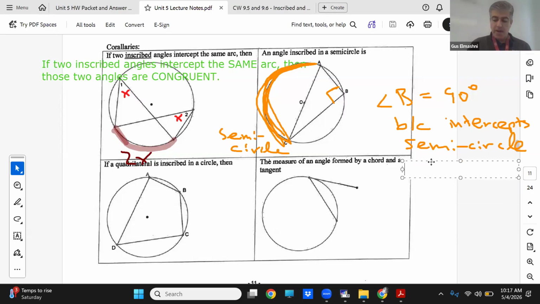So yeah. Also, the diameter is the chord here. But I think the bottom line is a right angle intercepts a semicircle. We know that. Okay.